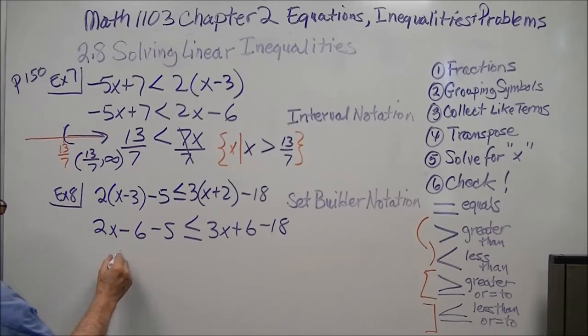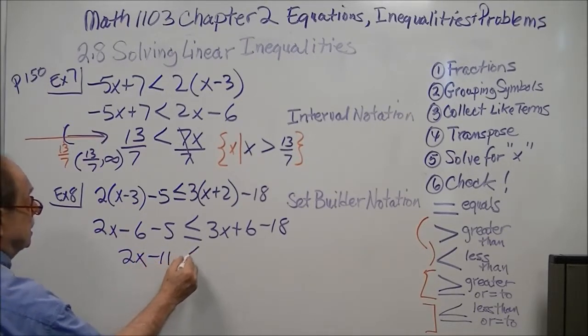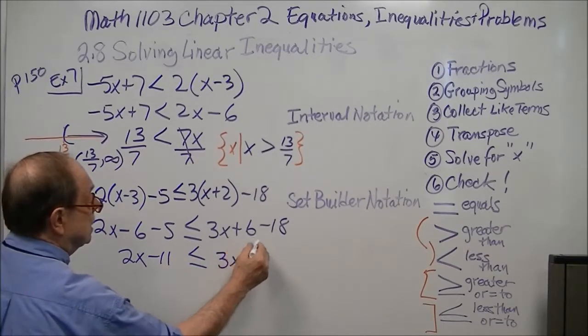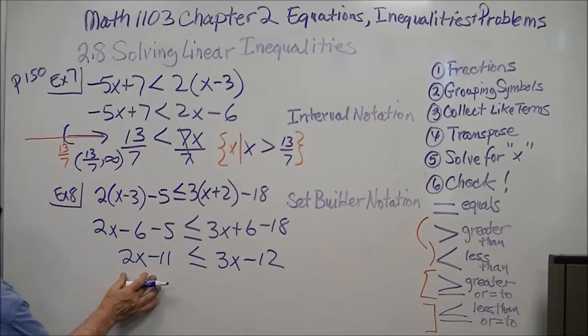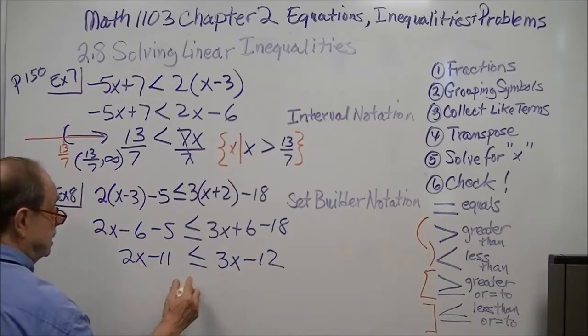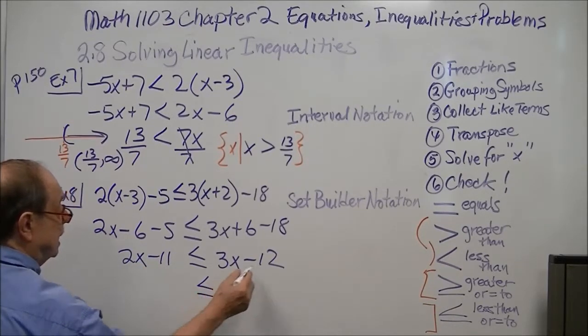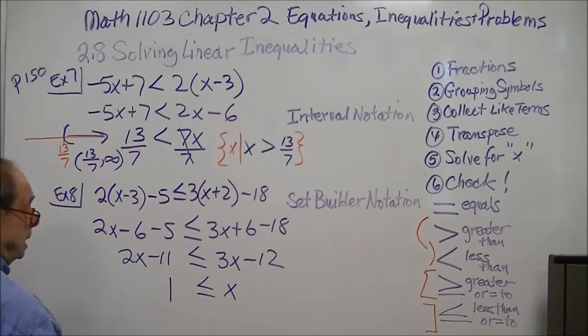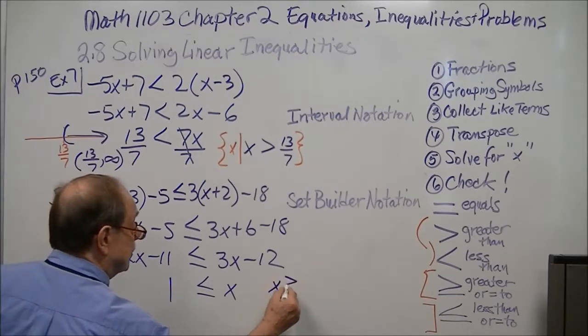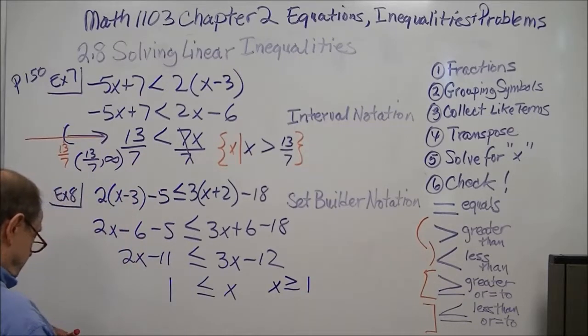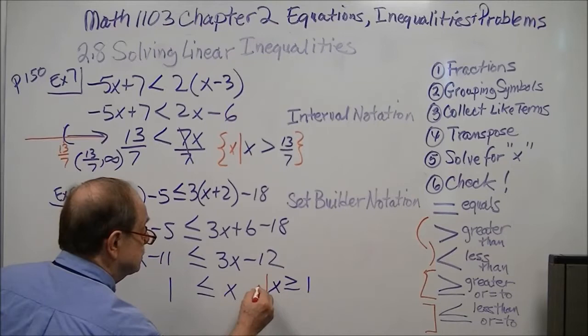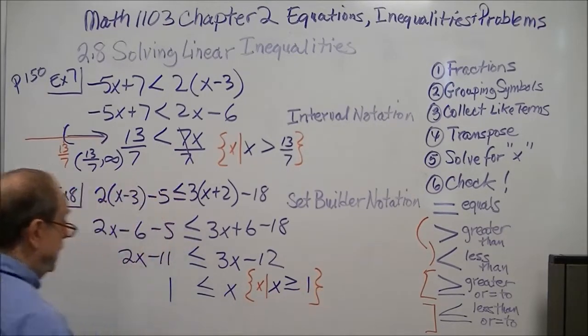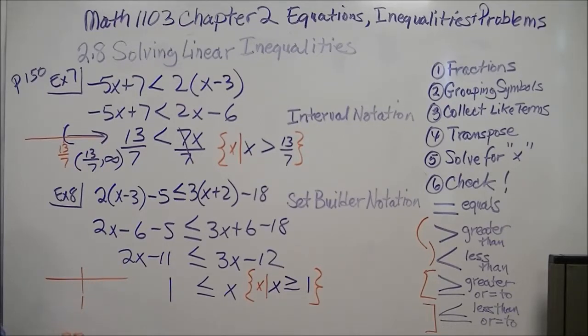We'll group like terms. And again, I want to keep my x's positive if I can. So I'll transpose this, and I'll bring this over, and I'll rewrite it. And then set builder notation. And our graph, I think we did this one already here. We're going to use a bracket. Interval notation. And that should wrap it up.